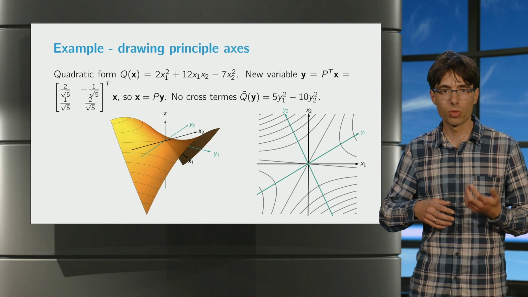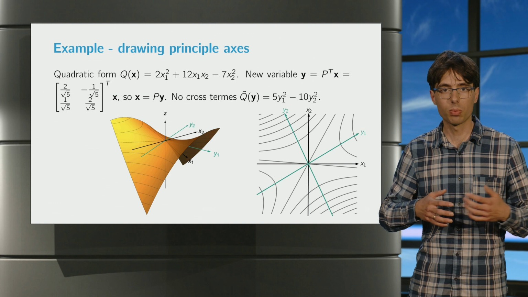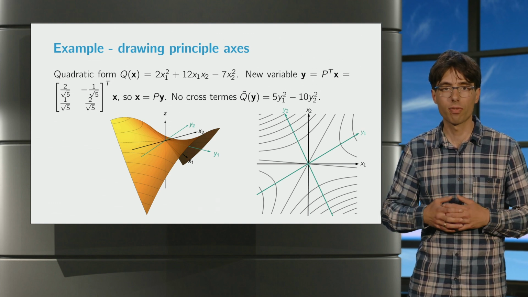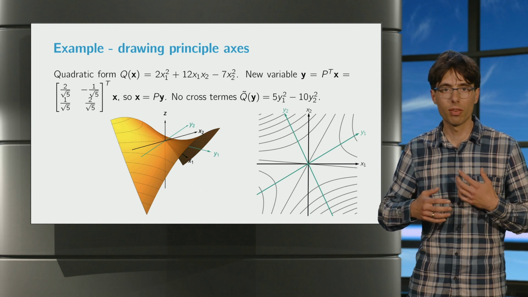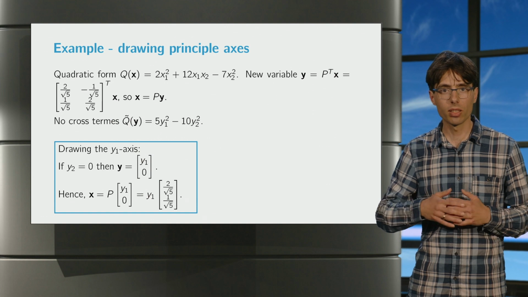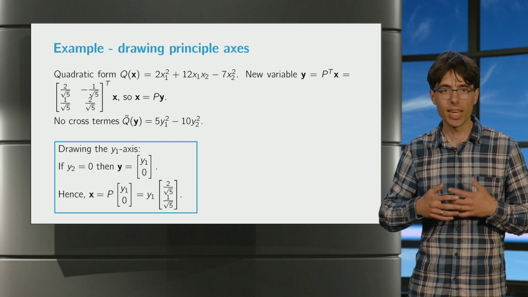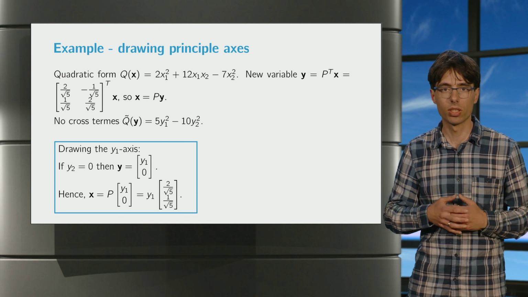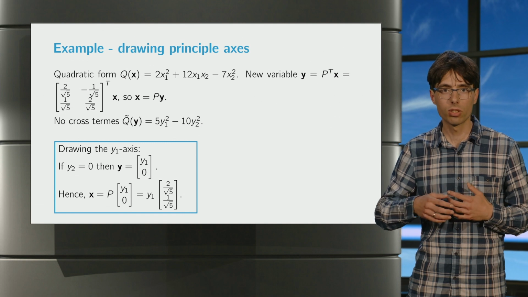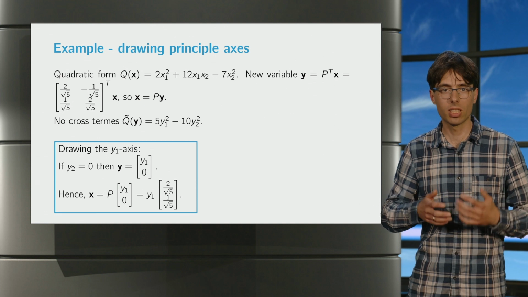This can easily be drawn in the y1, y2 coordinate axes. And if we include the x1, x2 coordinate axes, we see that we have drawn the graph of the quadratic form. Here you see both the graph and the corresponding contour plot. In order to draw the graph, it is therefore necessary to first draw these principal axes in the x1, x2 coordinate system. So if we want to draw the y1 axis, for instance, we should find out for which vectors x the y2 coordinate is 0.